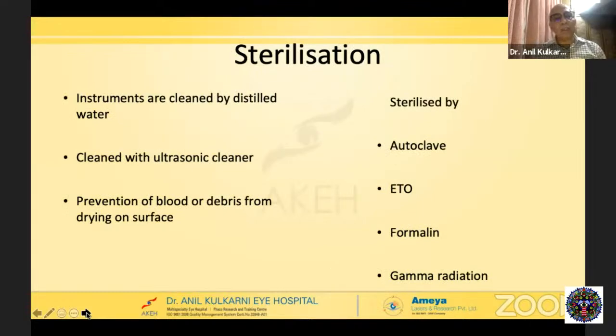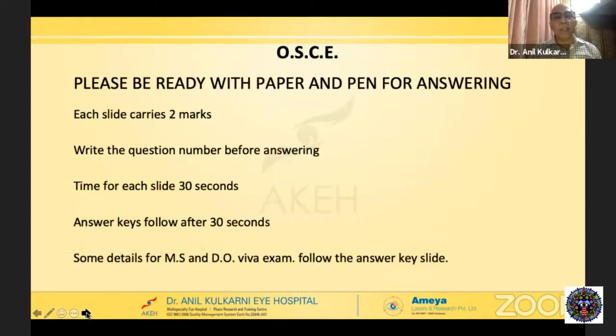The sterilization of these instruments, normally they are cleaned by distilled water, that is important. And then we have to use an ultrasonic cleaner, which will prevent the blood or debris from drying on the surface. They are normally sterilized either by autoclaving, by ETO, by formalin, or by gamma radiation. Now, these slides are actually there to help you out in case you get a slight block and don't remember all the points about the instrument. You can start talking about their material and their sterilization and other things. That will probably give you slightly more time with the examiner.